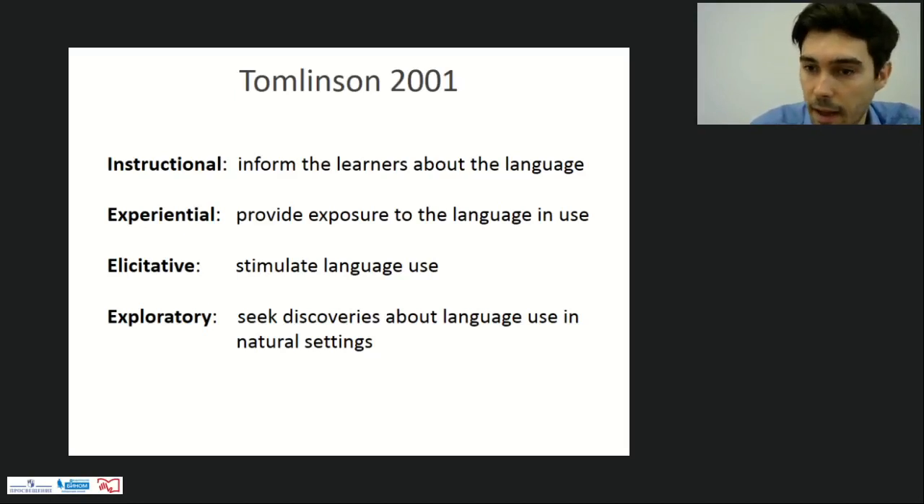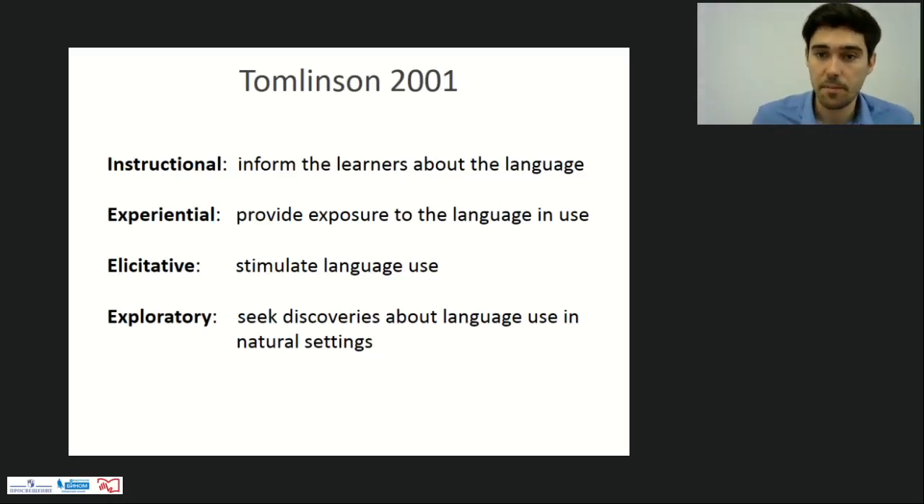The second point is that the ESP materials need to be experiential. They need to provide the learners with exposure to the language they're studying in a real-life context. So they need to show the learners how to use this language properly in real life. The third point is that the materials need to be elicitative. So they need to stimulate language use.